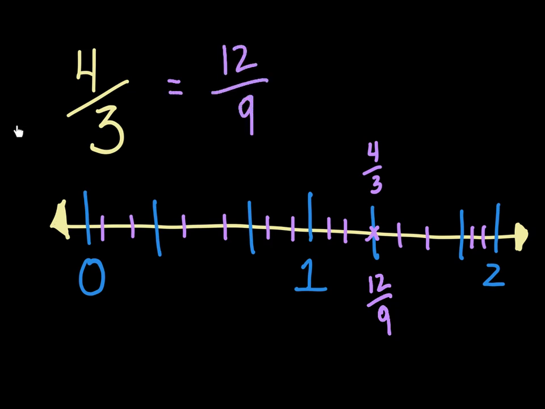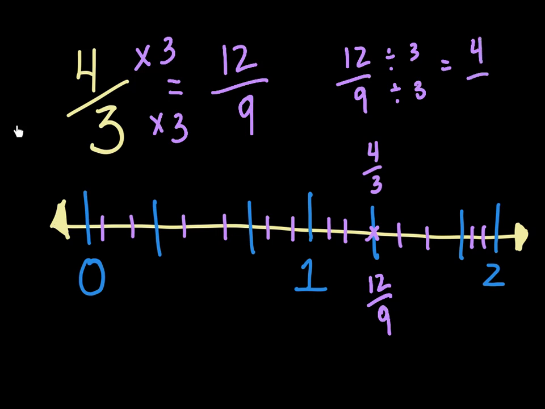And we did this by using the number line, but we can also do it by multiplication. Top and the bottom multiplied by 3 to get 12 ninths. You could take 12 ninths and divide the top and the bottom by 3 to get 4 thirds.